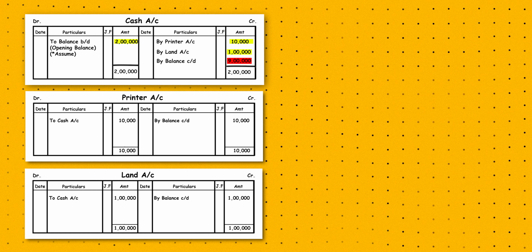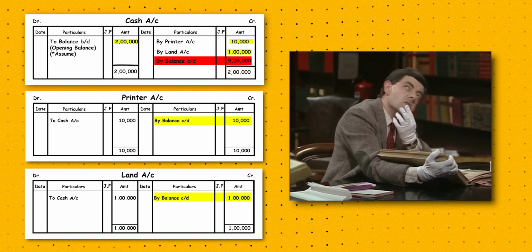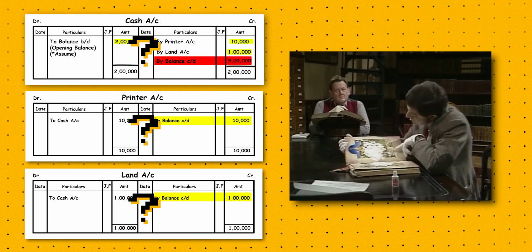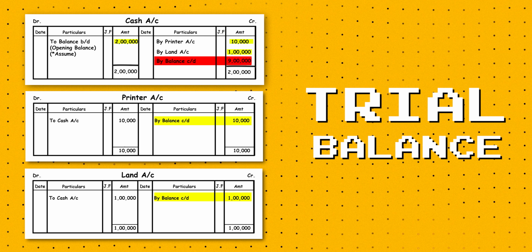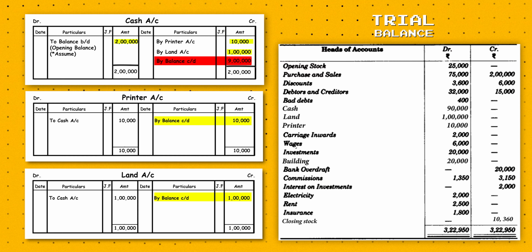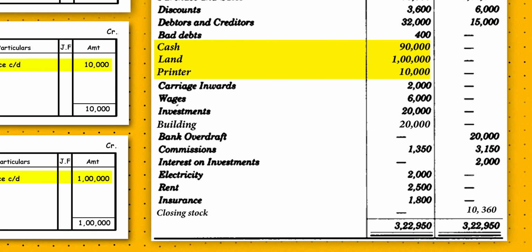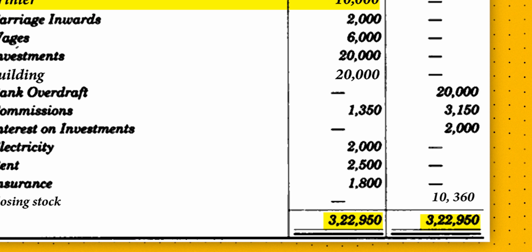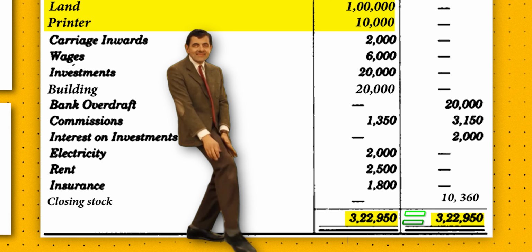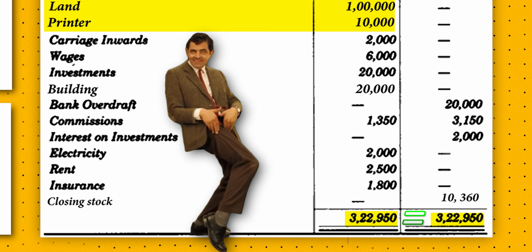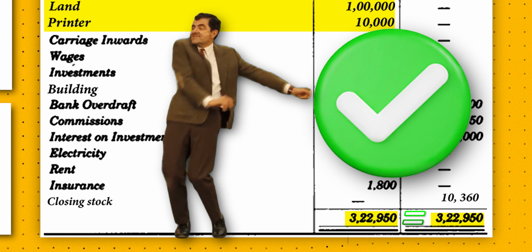So to check whether the balances written in these ledgers were correct, we prepared an account called trial balance, which pretty much looked like this. And it had all the balances from the ledger accounts. If both the left and right side totals of the trial balance were equal, it meant that there were absolutely no errors. And it's a really good thing.